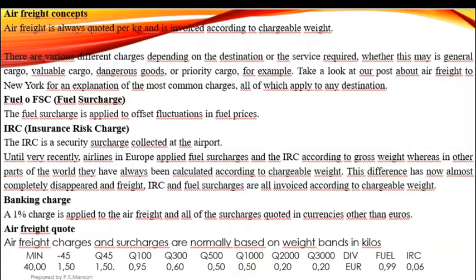Are we clear? Now, this range I gave you, do you also have an issue on this range? Who has a problem with the last air freight charges? Charges are normally based on weights, in kilos. Minimum, up to 45, 45, 100, 500. Do we have a problem with it?